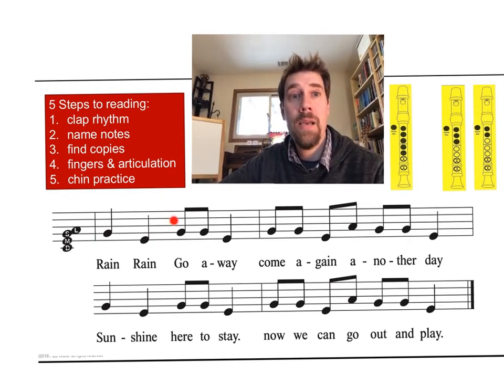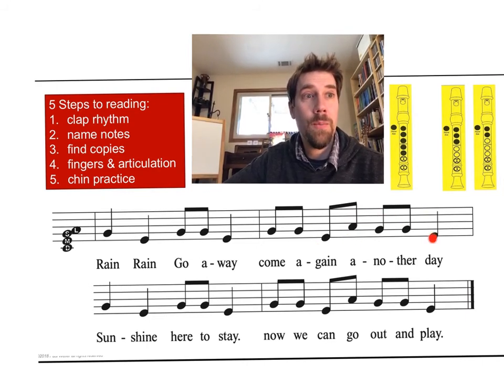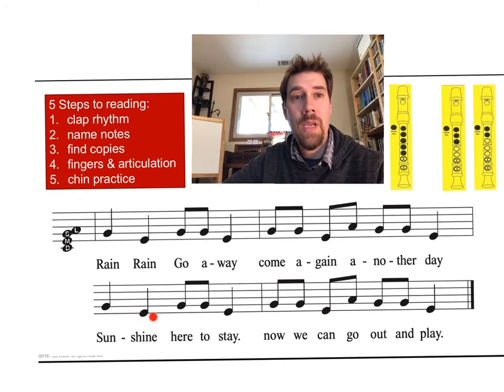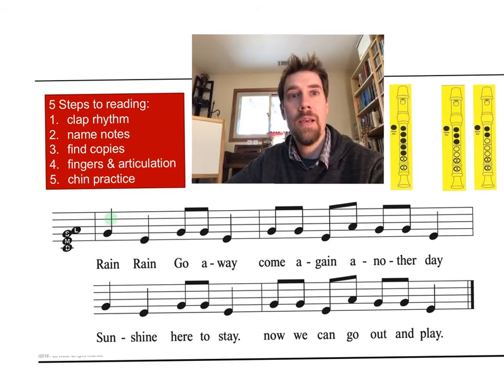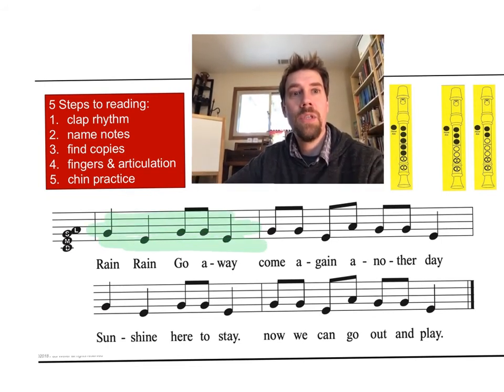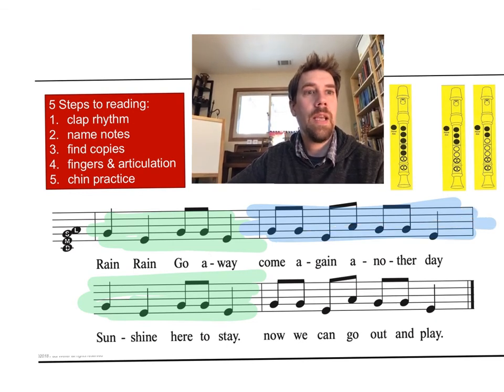So, mi, so, mi, so, so, mi, la. Ooh, big jump right there. So, mi. So, mi. So, mi. So, mi, la. There's that big jump again. So, mi. And then finding the copies, we got this thing, which is the same as this thing. And then we've got this guy, which is the same as that one.